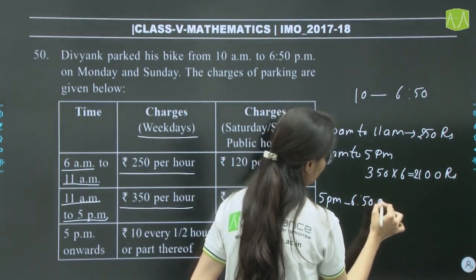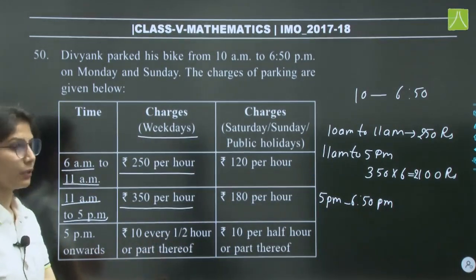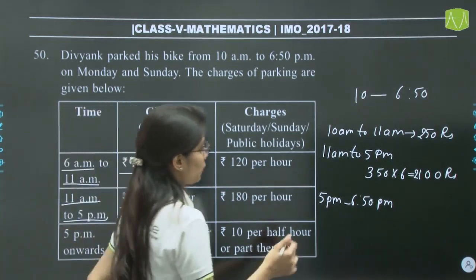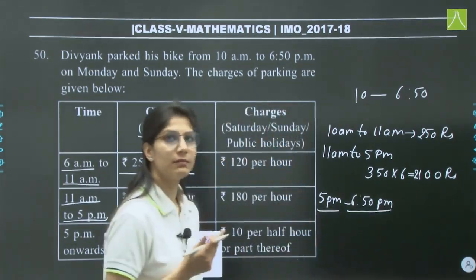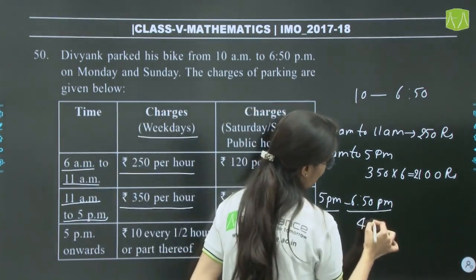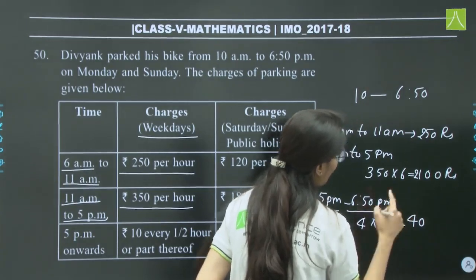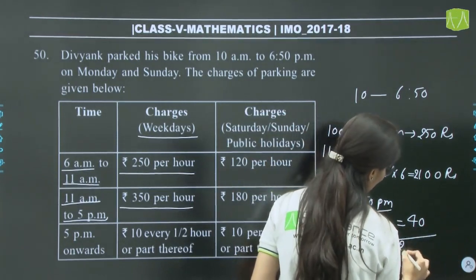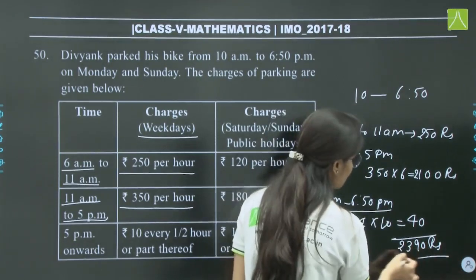And now for 5 PM to 6:50 PM, we have to solve the last part. What is given? Rupees 10 every half hour or part thereof. So for a part also, the charge will be 10 rupees. From 5 PM to 6:50 PM, there will be 3 half hours and some part of it. So we multiply 4 by 10, which is 40. Now add all these and you will get the answer: 2390 rupees. This is the charge for Monday.